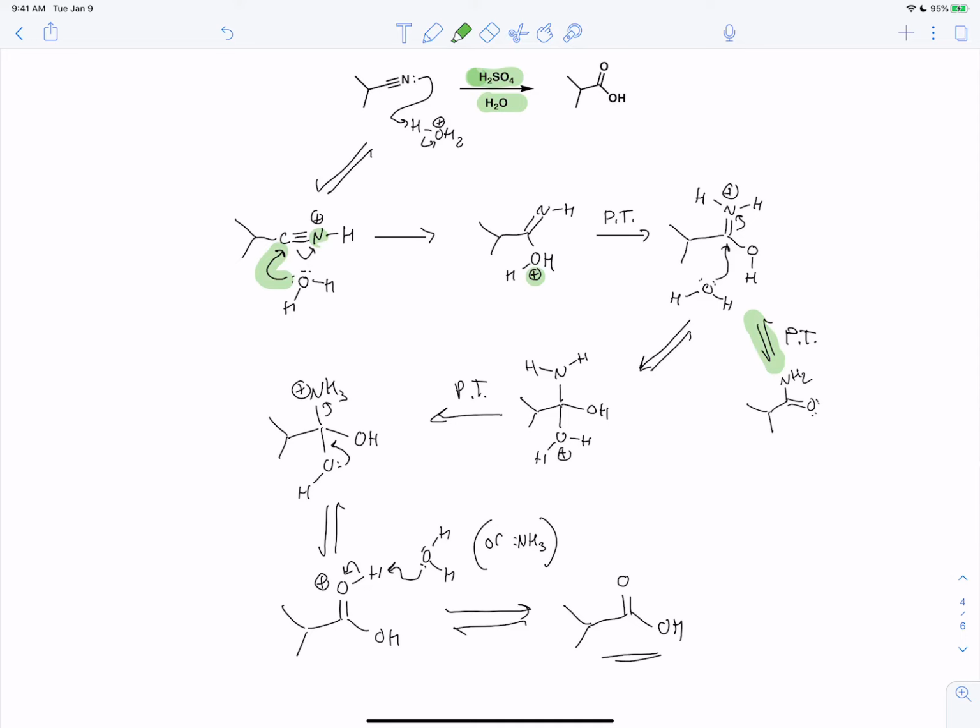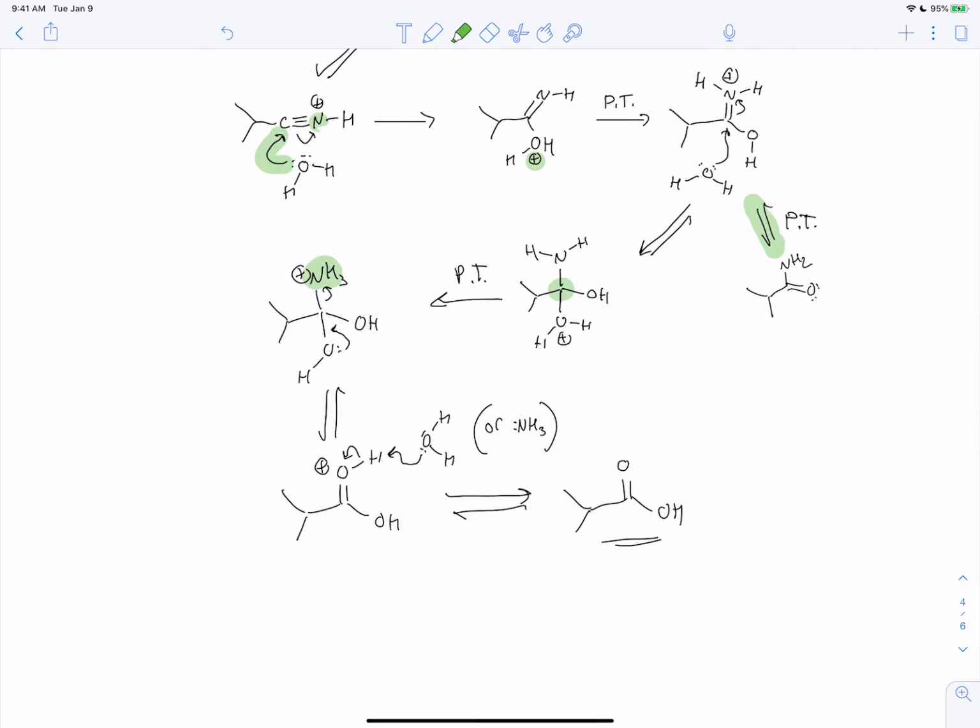Addition of this aminium gives us now our tetrahedral intermediate. This requires more proton transfers in order to make the nitrogen into a good ammonia leaving group. Along the way, the oxygen kicks out the ammonia, and we have a protonated carboxylic acid that is then deprotonated either by water around, or we could be using ammonia as well.